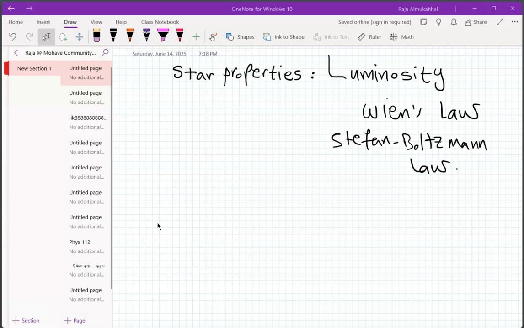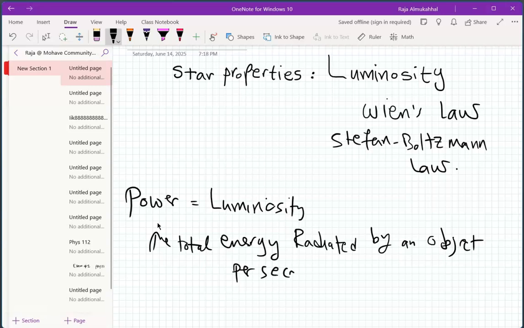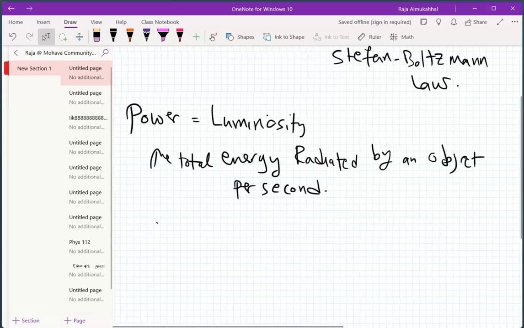Now, luminosity, in physics we call it power. It's the same meaning. So power and luminosity are really the same thing. When we say luminosity or power, it's basically the total energy radiated by an object per second. I mean, we can say per unit time, but usually it's measured in seconds. So, the total energy radiated by an object per second.